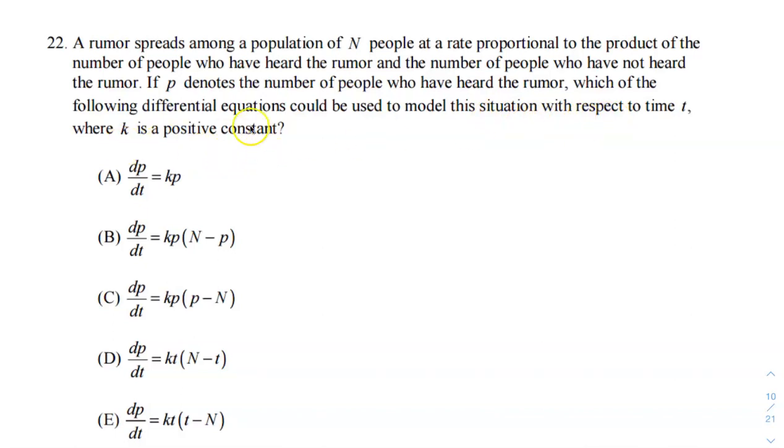Okay, let's start from the beginning. The rumor spreads around a population of n people. So n is kind of my total. There's n people.